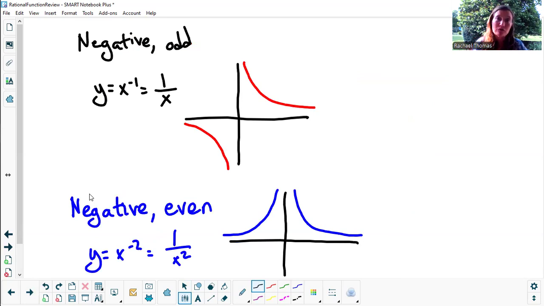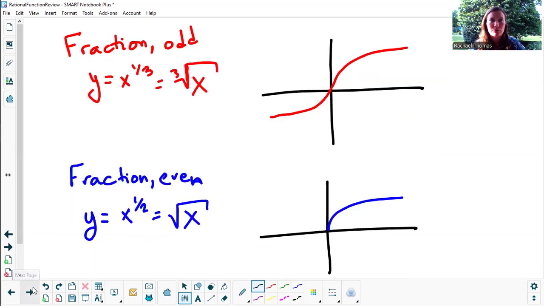If we have x to the negative 2, x to the negative 4, x to the negative 6, we get those two branches not connected. They get close to the axes, but now they're in quadrants 1 and 2 instead of quadrants 1 and 3.